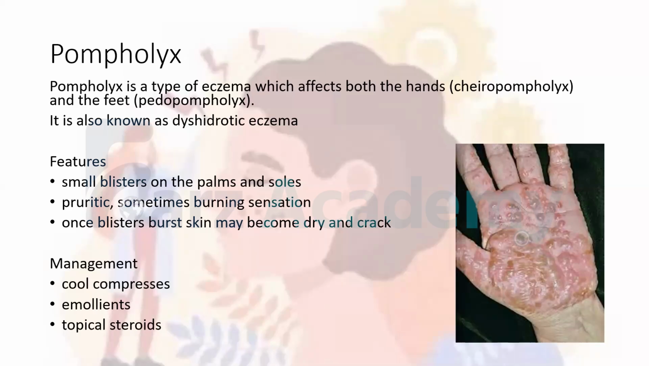All right. So what are the features of pompholyx? It can have small blisters on both the palms and the soles, and they're usually itchy and pruritic. Sometimes patients might have a burning sensation as well. Once the blisters rupture, the skin may become dry with a cracked and dehydrated appearance. So how do we treat pompholyx? Mainly by cold compresses, emollients and moisturizers, and also steroids.